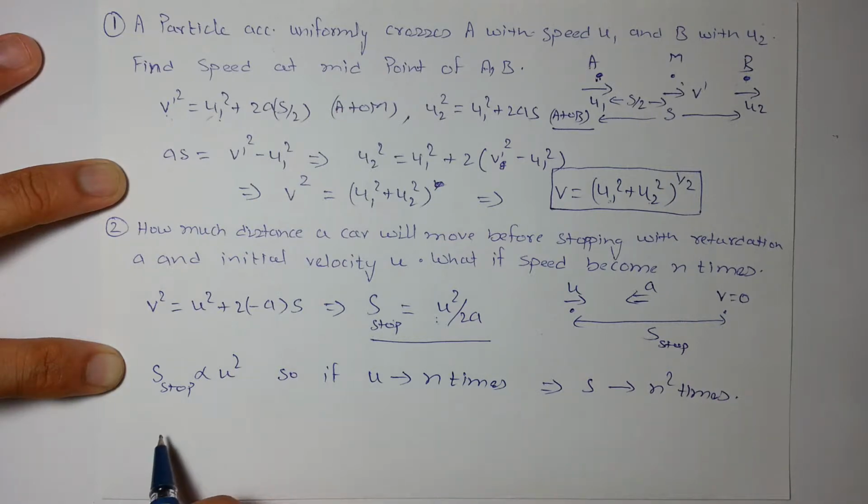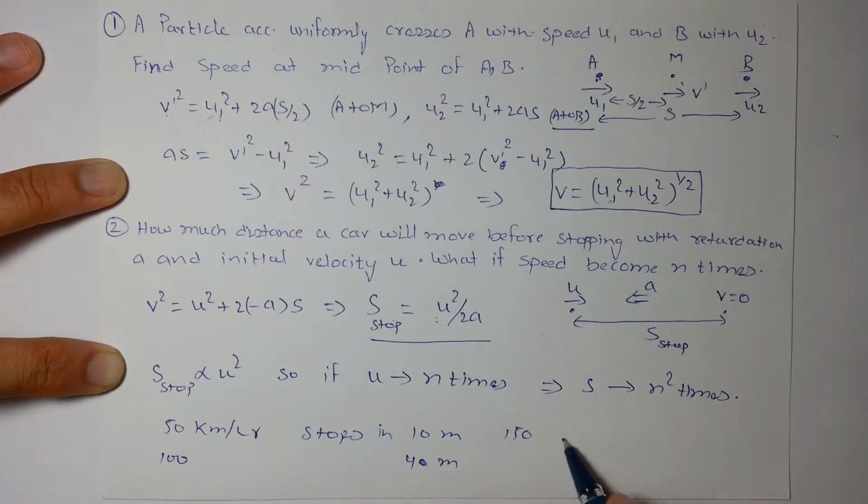For example, if a car moving with 50 km per hour stops in, let's say, 10 meters, and the speed is doubled to 100 km per hour, it will not stop in 20 meters, it will stop in 4 times the distance, which is 40 meters. If the speed is tripled, 150, then it will stop in 90 meters. If the speed becomes 4 times, it will stop in 16 times the distance.